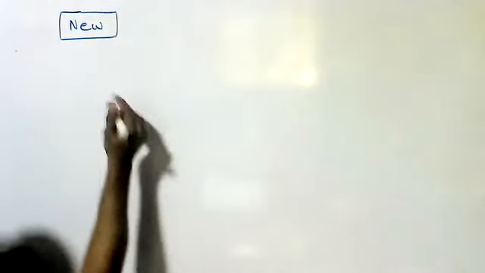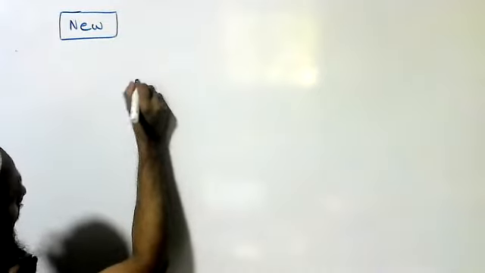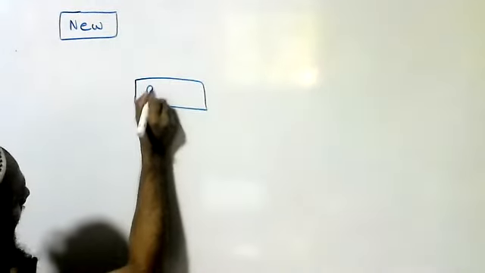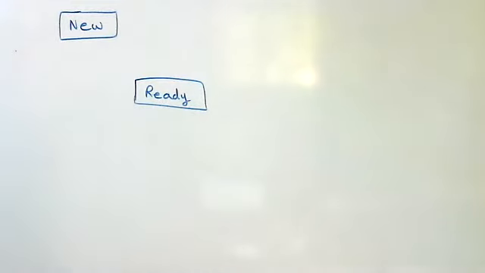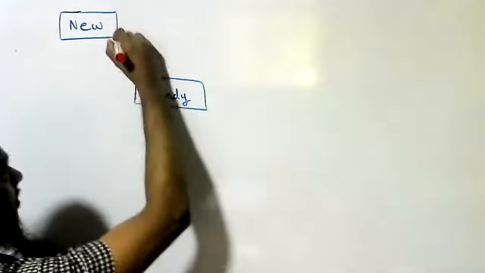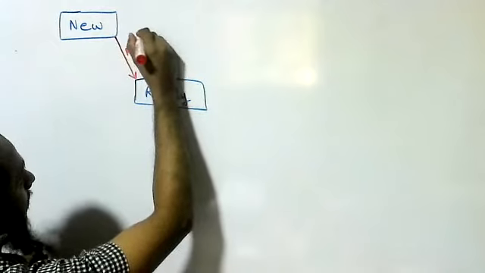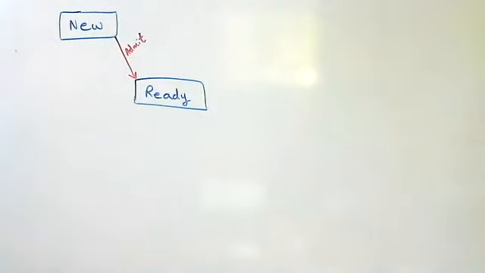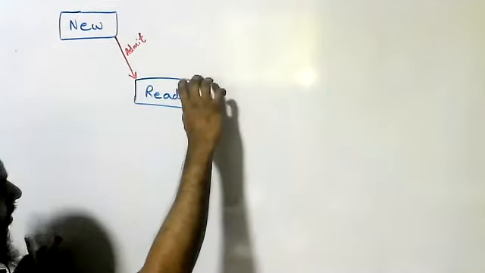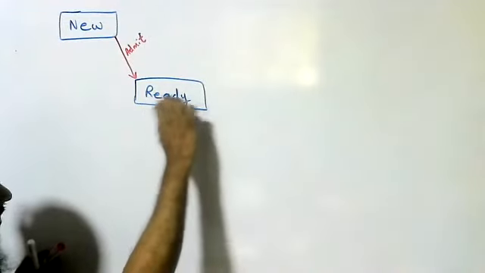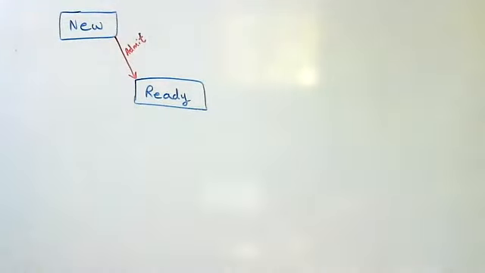Whenever a program starts its execution, it is in new state. Then it comes to ready state. This is called admit. If a process starts its execution, it comes to main memory and temporarily it is stored in main memory, and the process is waiting in ready queue, ready state, until it is allocated to the CPU, right?